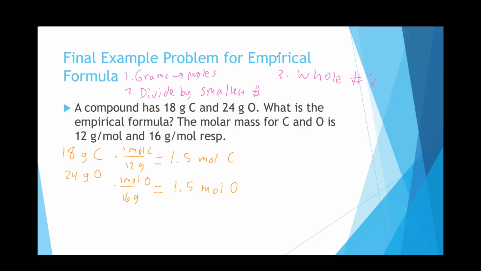So 18 divided by 12 is 1.5 moles of carbon, and 24 divided by 16 is 1.5 moles of oxygen. So we're done with step 1. Step 2, divide by the smallest number, 1.5 and 1.5. So we get carbon to oxygen is 1 to 1, and they're both whole numbers, so we're happy. So we put that in our empirical formula, which is CO. So this sample is CO.